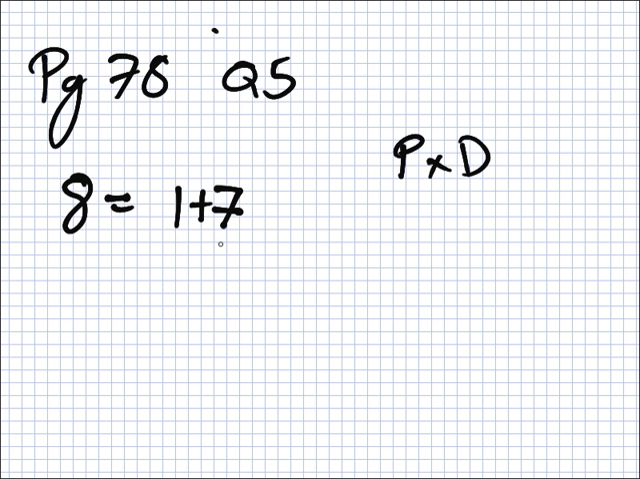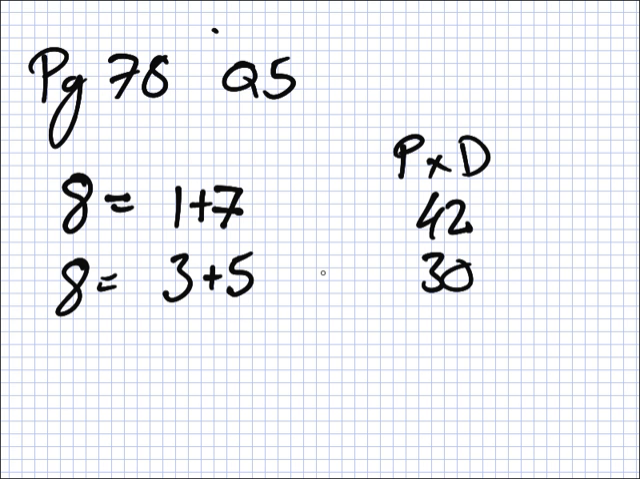What is the product of 1 and 7? That is, what is 1 times 7? 7. And what's the difference? 6. So 7 times 6 is 42. Let's take another example. Like you said, 3 and 5. What is their difference? 2. And their product? 15. And 2 times 15? 30.